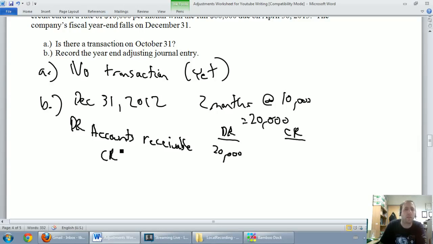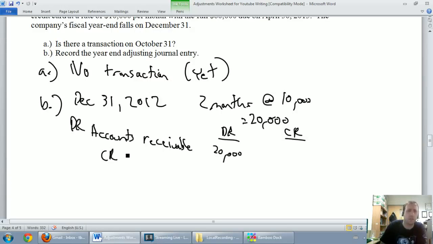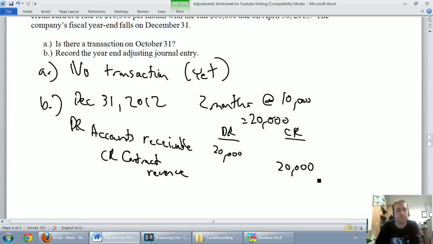I'm going to credit some sort of revenue, and I don't know what I'd be tempted to call this revenue. I'm going to call it call center revenue, or no, maybe contract revenue. We want to make an effort to say what kind of revenue it is. Remember, debit an asset to make it go up, so our accounts receivable is indeed an asset and it is going up. We always credit revenues. Revenues always help out our equity, so they always take a credit, and we're going to credit contract revenue by $20,000. At this point, we've done a proper adjustment.